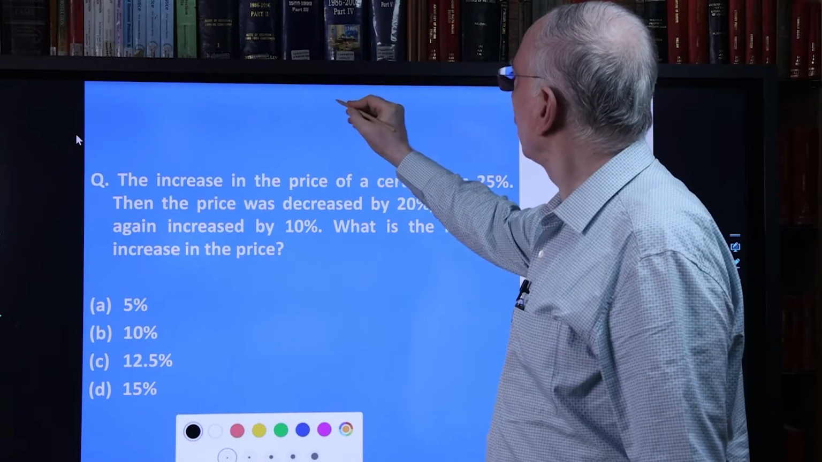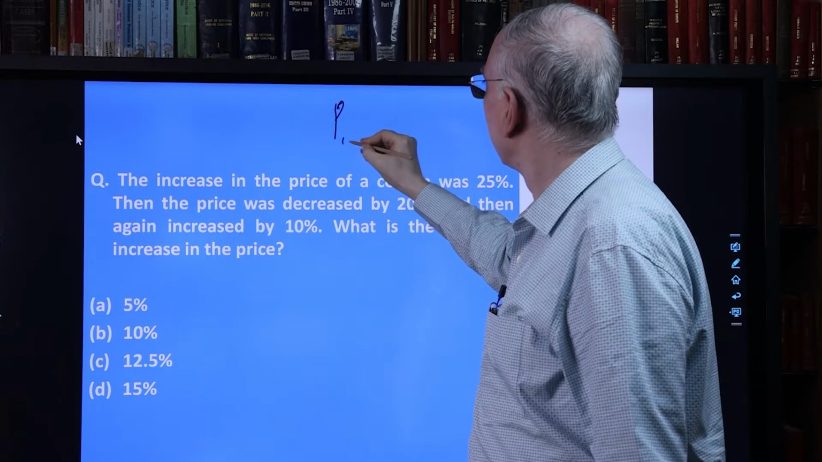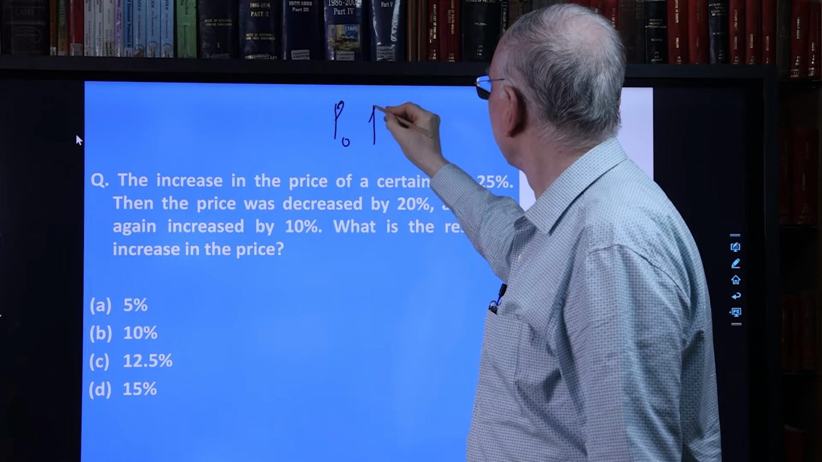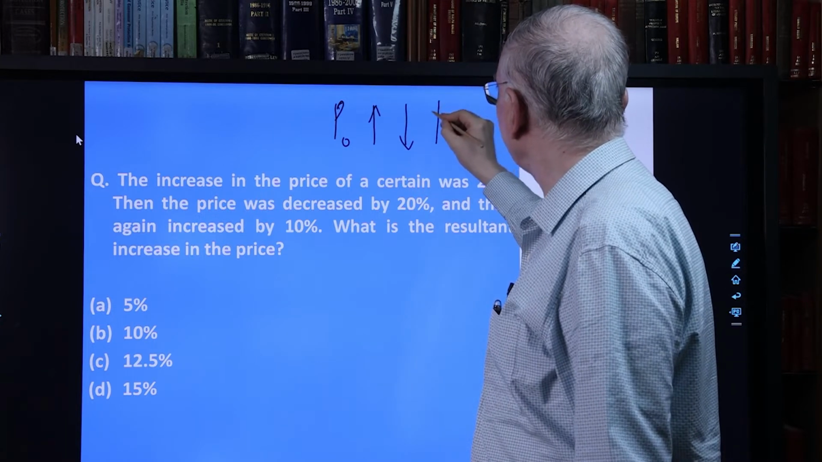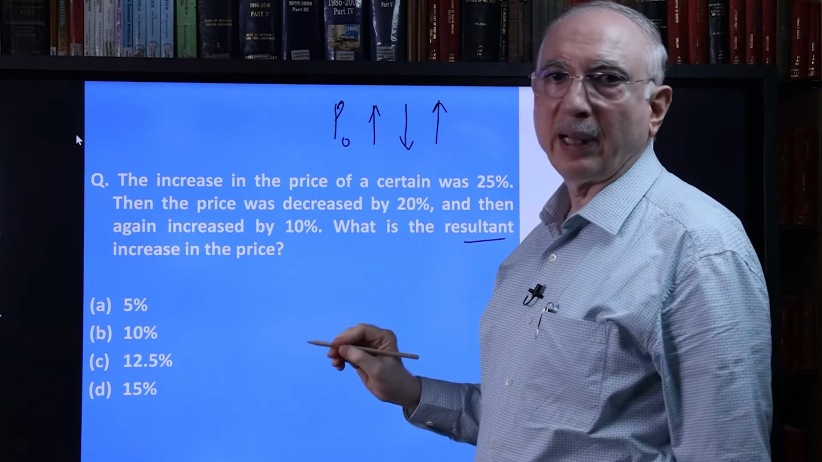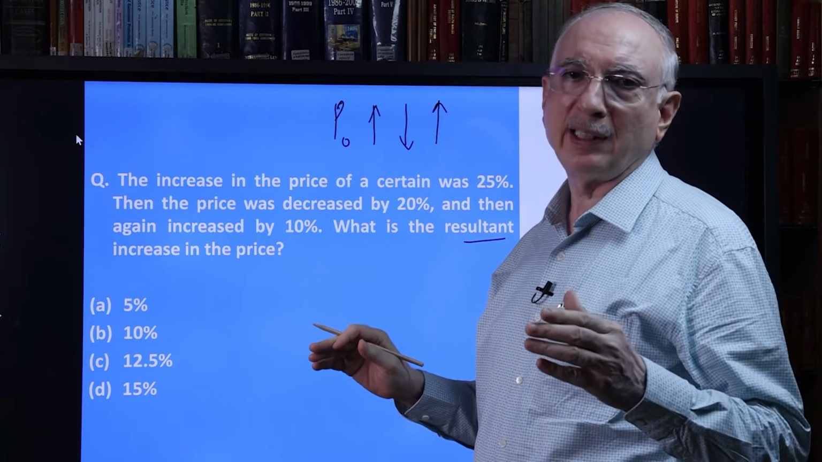Now suppose the original price was P0. It first increases, then decreases, then again increases. We have to find out what is the resultant increase in the price. In such type of question, we assume the original price as 100.